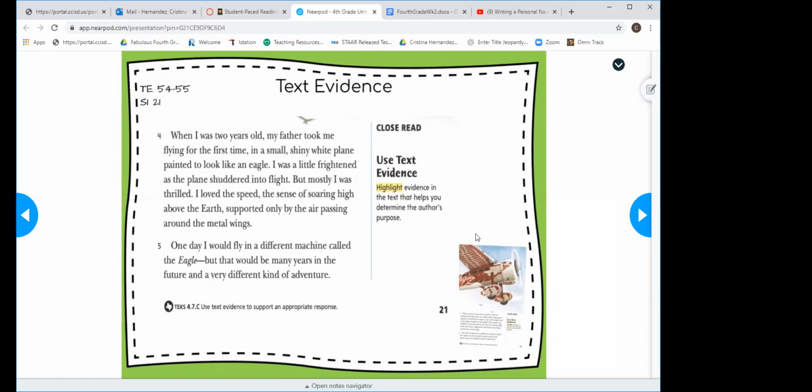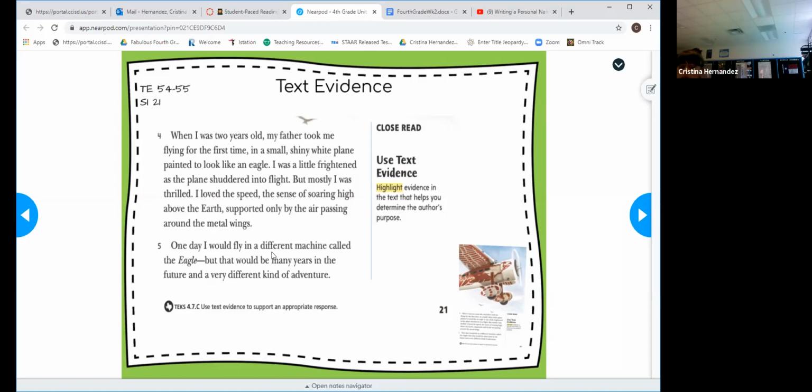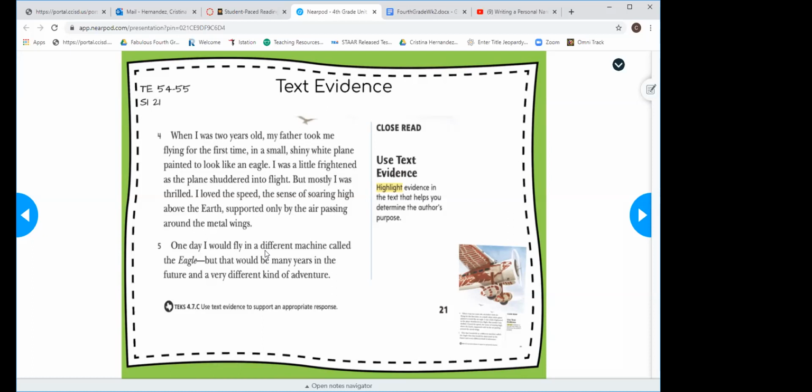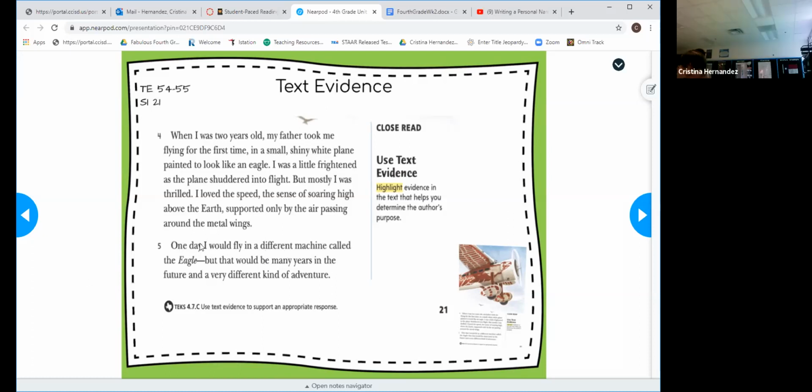Inform us. It is to inform us, but from looking at this page, what would be some text evidence to inform us about what he would do in the future? Paragraph 5. Paragraph 5, yeah. I wish I had a highlighter. I don't have a highlighter here. Yes, so one day I would be in a different machine called the Eagle, but that would be many years in the future in a very different kind of adventure. So we had already kind of done that last week. We were ahead on this one.